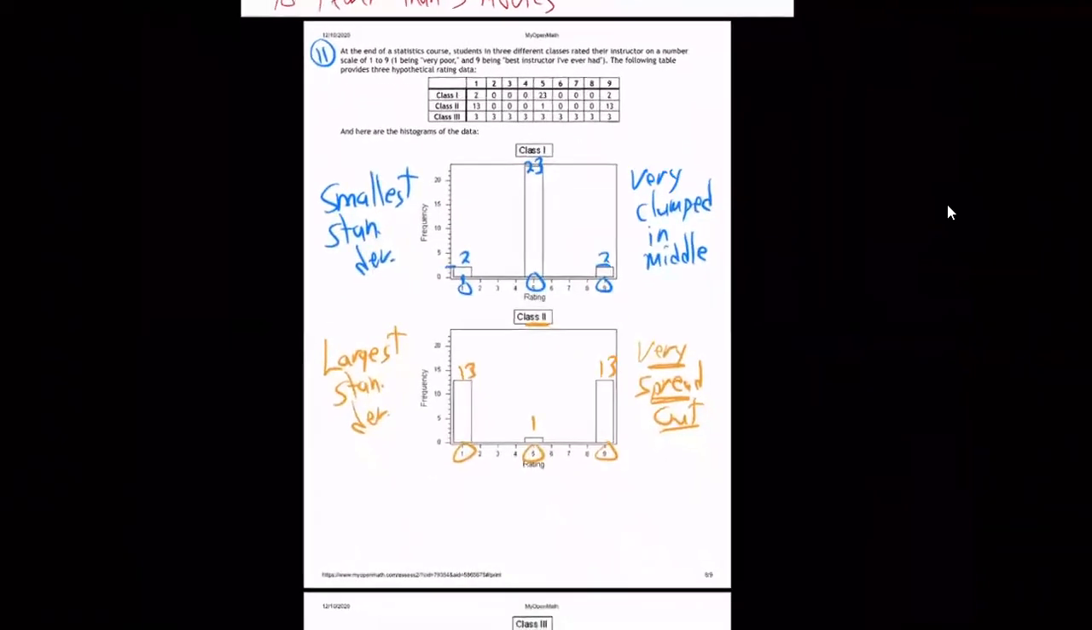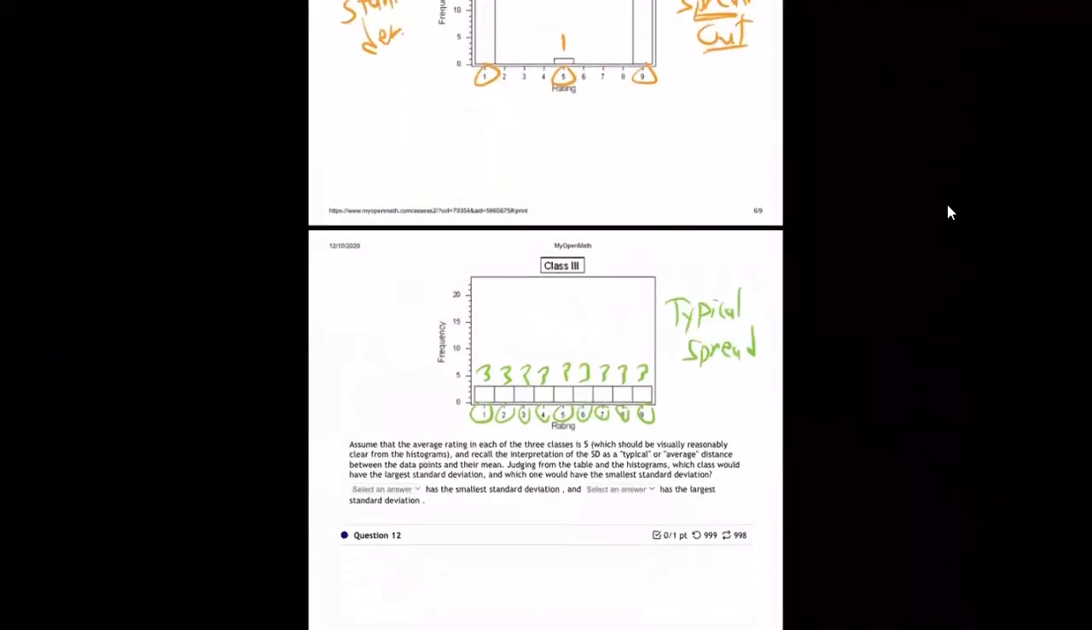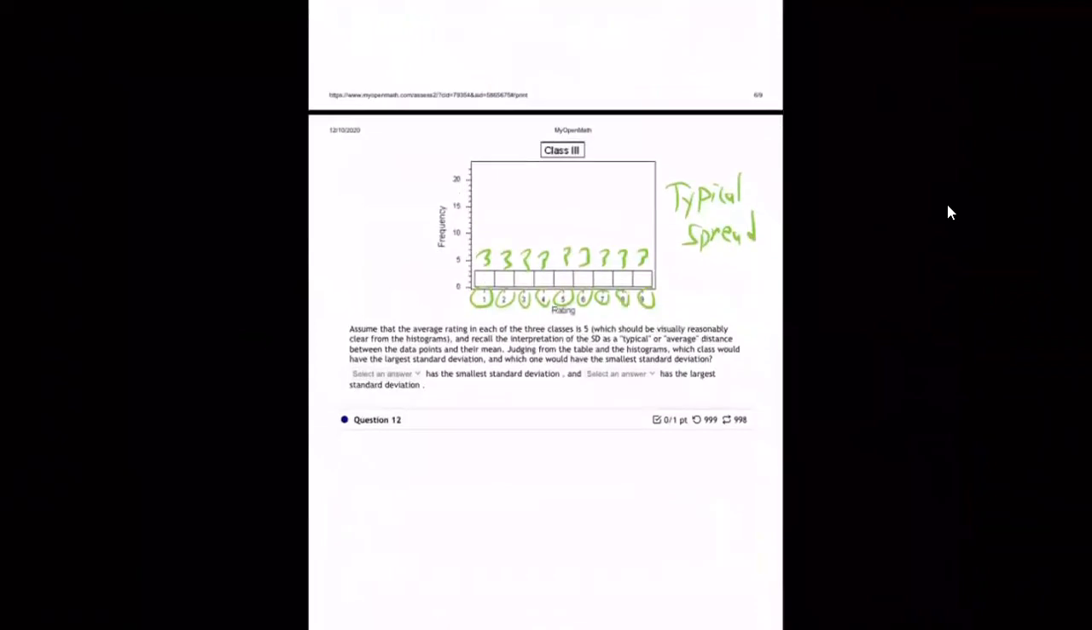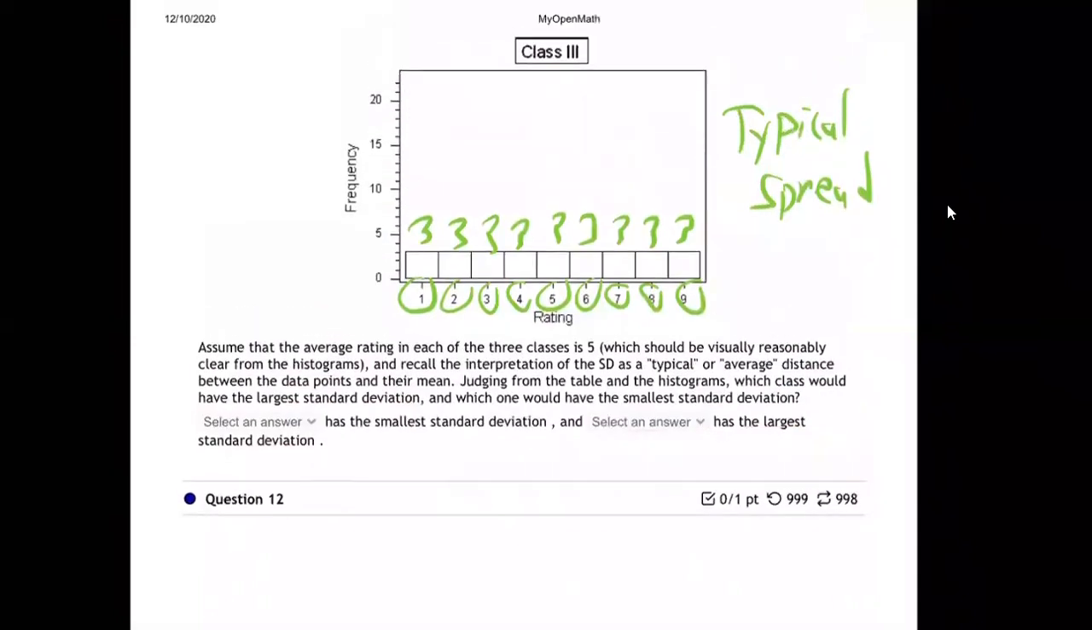All right, yeah, so this is the smallest because they're all clumped in the middle, and the largest standard deviation because they're just spread out like our current political climate. And so coming on down here, what are they saying? Which class would have the largest, which has the smallest? Blank has the smallest, and whatever blank has the largest, we've covered that. That's all they want to know. Smallest, largest standard deviation. There we go.